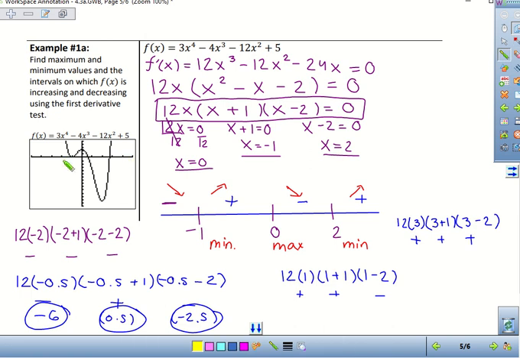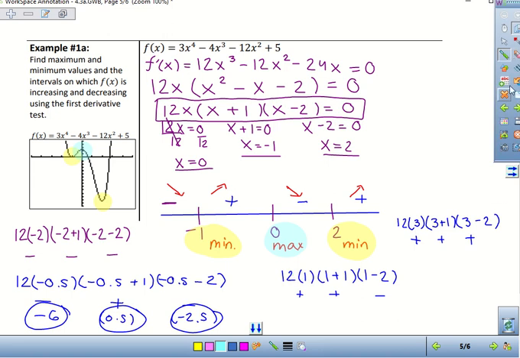So the visual for this: at -1 on the graph, and at 2, do you see how those are both minimums? And then do you see here at 0 how that's a local maximum? So the graph matches the expectation. It makes sense.